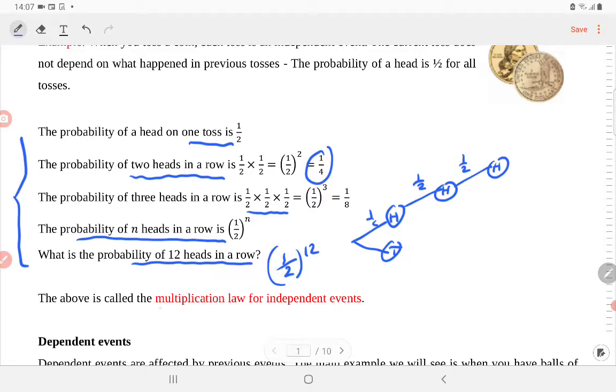And this is called the multiplication law for independent events. And you can see the multiplications are being used here. So a half times a half times a half and so on. So that's called the multiplication law of independent events.